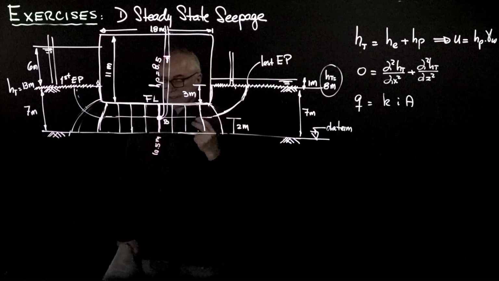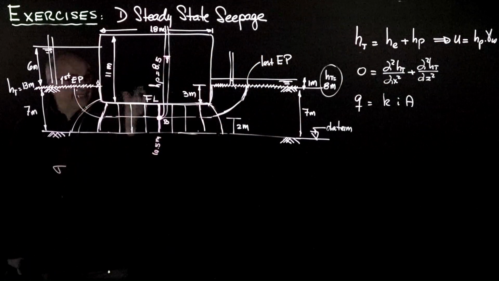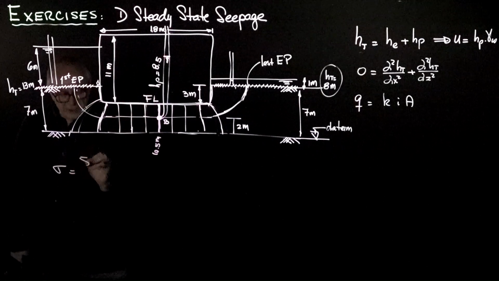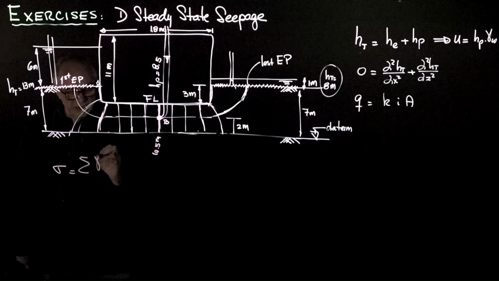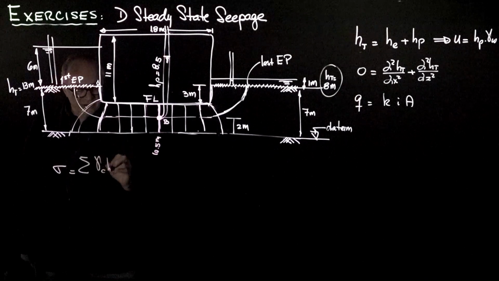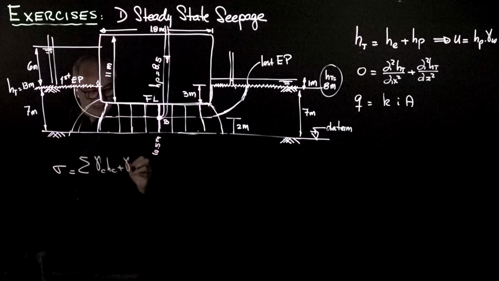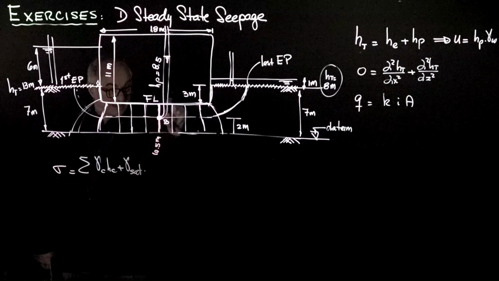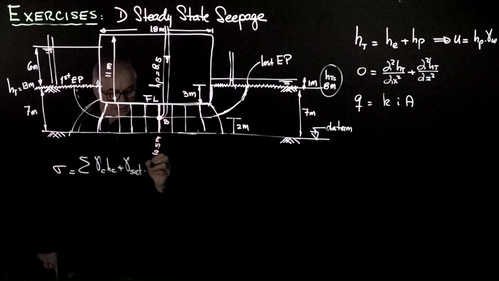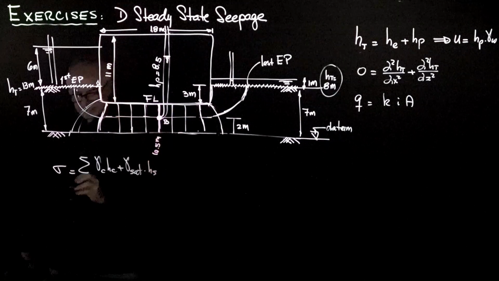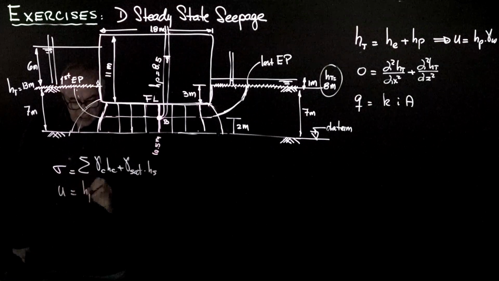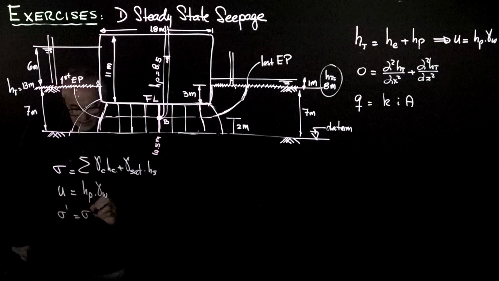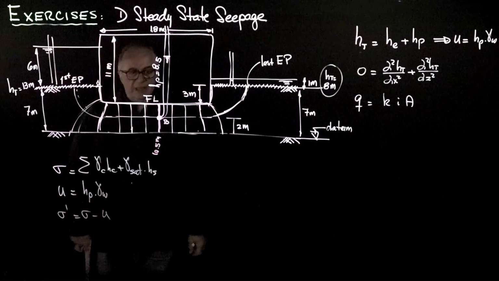And now the total stress, for this case, given the geometry and the symmetry, will be the weight of everything above, which is the weight of the concrete times the height of the concrete plus the weight of the saturated sediment, this 2 meters, times this elevation, which is 2 meters, H soil. The pore pressure is equal to H pressure times gamma water, and the effective stress will be sigma minus U. And we do that for point B.